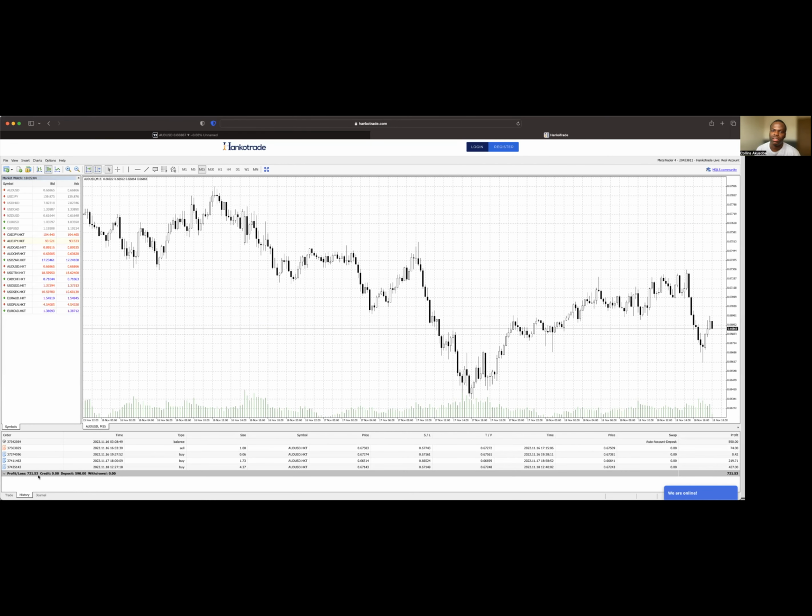Currently, this account is, what's the balance at? Can't even see it. Well, we're up in profit, that's all I can say. We're up $721. So automatically we already doubled this account. So this is the trades that I took this week, and this is just part 1 of this series.